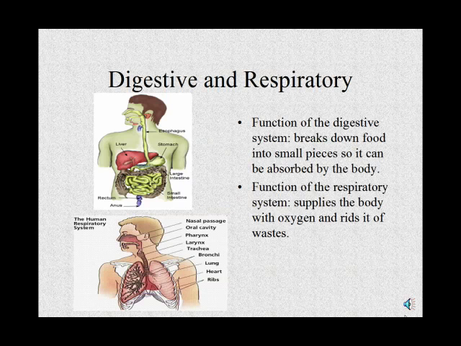The digestive system. The function of the digestive system is that it breaks down food into small pieces so it can be absorbed by the body. And the cells all over your body have to have food to live, so the digestive system is what gives them that food. And there's a picture of it at the top. The respiratory system supplies the body with oxygen, and it gets rid of gaseous waste such as carbon dioxide, and there's a picture of it at the bottom.